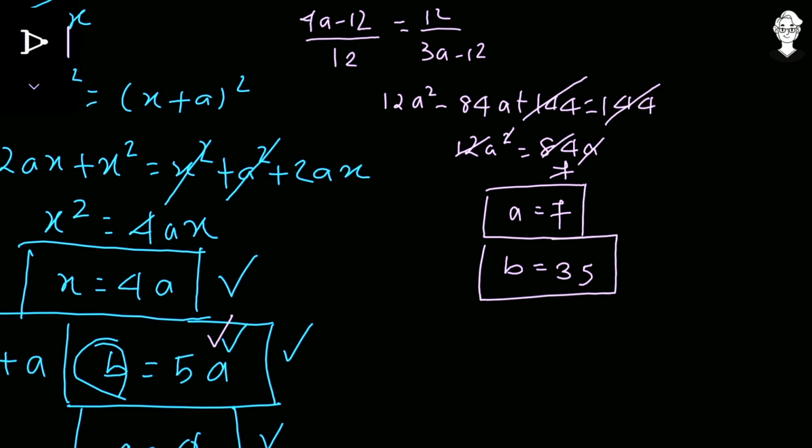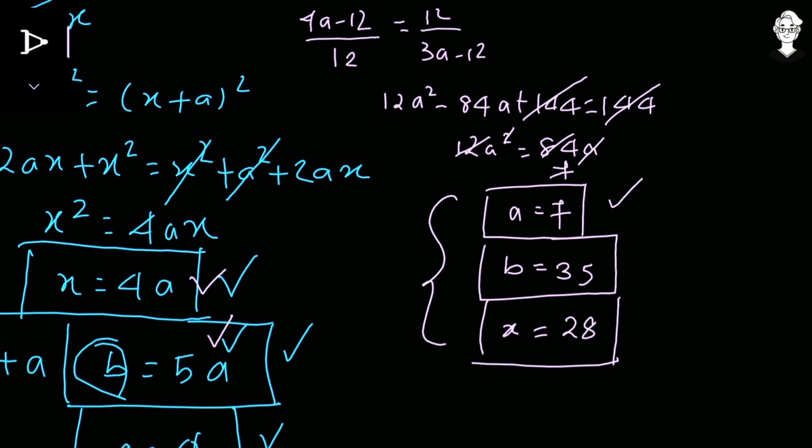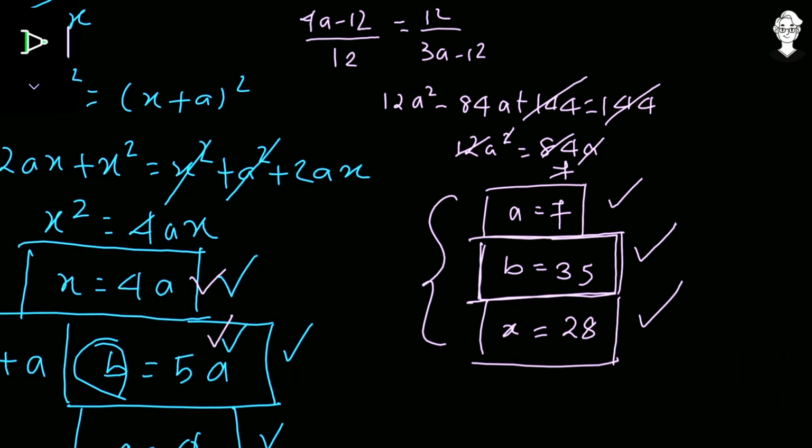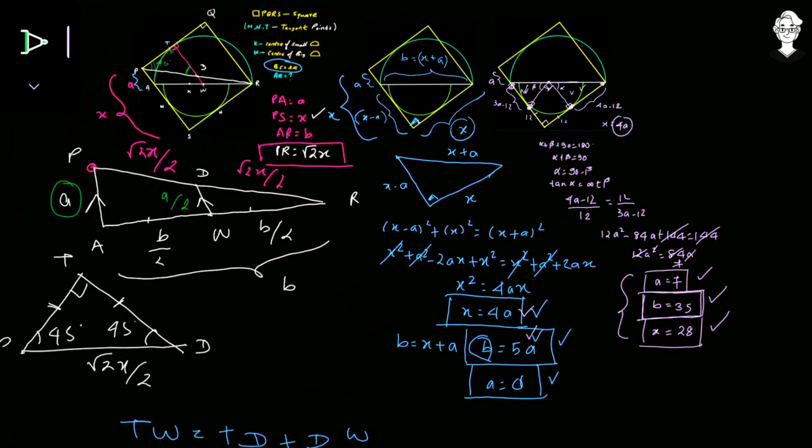We can also have the side of the square, that's 4 times a. So 4 times a, that's 4 into 7, that's 28. So yes, we have just found the value of all three things, that is a, b and x. The only question was to find the diameter, and that's equal to 35. And that's a beautiful answer, that the diameter of this bigger semicircle is going to be 35 centimeters.